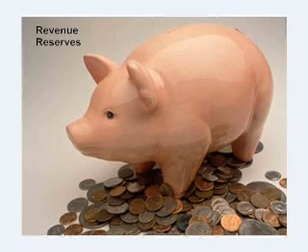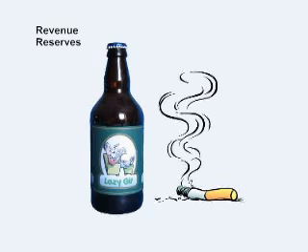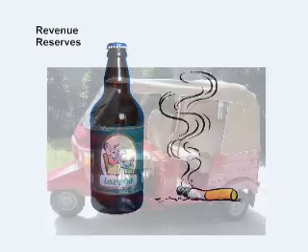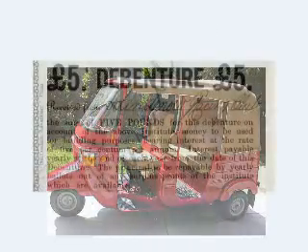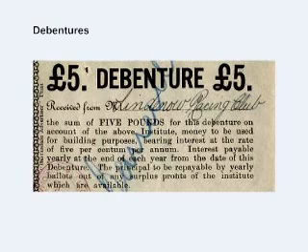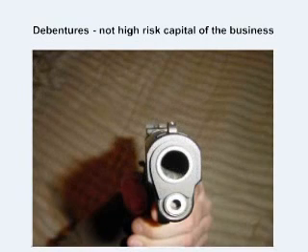Instead of spending your revenue, your income, on beer and fags, you put it in the business to make it grow, to say, buy a new vehicle. Debentures, which are secured long-term loans. Loans from others, which are not high-risk capital of the business.